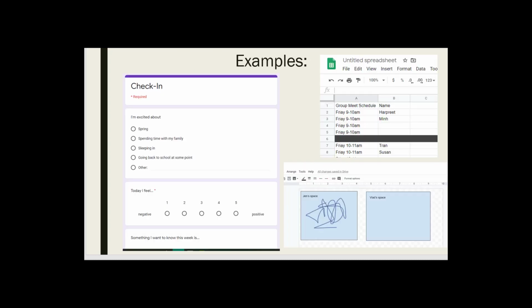So here we have on the left an example Google form for checking in, asking the students, how are they feeling today? What are they excited about? What is something they want to know? On the right-hand side at the top, we have a sample spreadsheet.